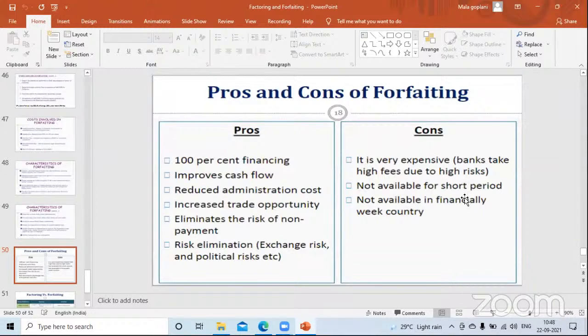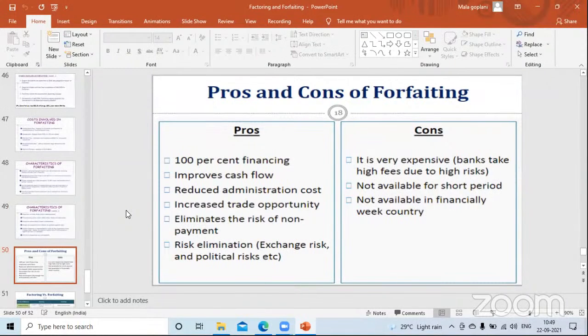Not available for short periods. Why? Because forfeiting is only available for long maturity bills. There are export bills of long periods, like 1 year, 1.5 years, or maybe more than 6 months. Not available in financially weak countries. If you're transacting with a very weak country like Pakistan or Afghanistan, and now China comes into the picture. Right now it is a financially weak country.